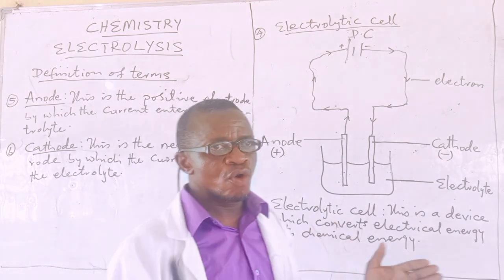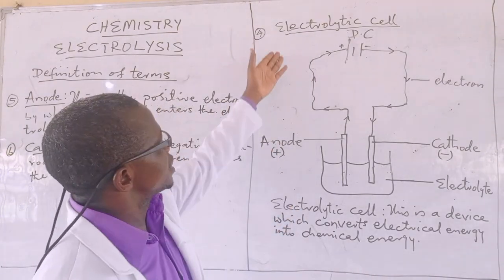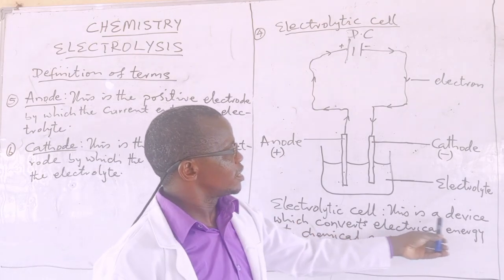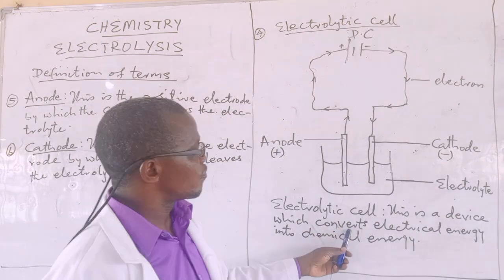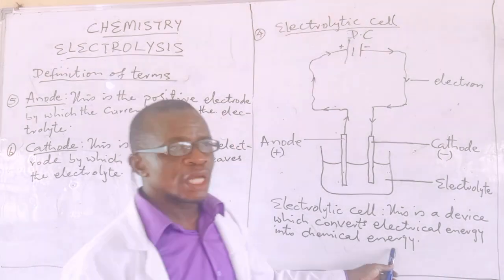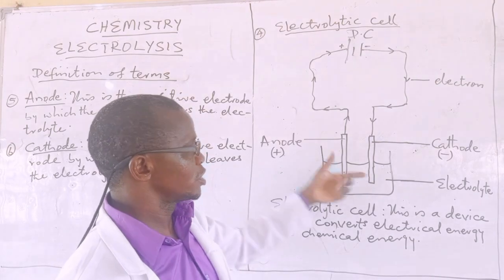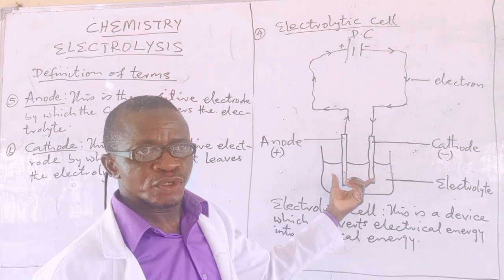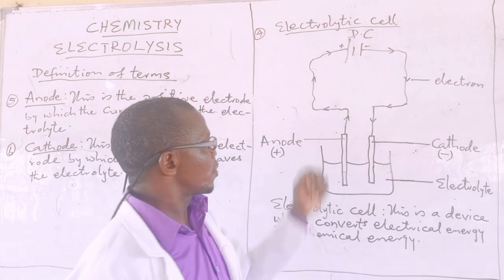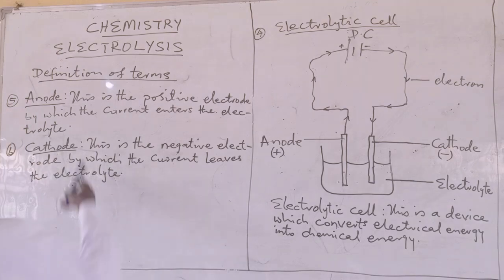So now we are going to talk about what this electrolytic cell is. An electrolytic cell is a device which converts electrical energy into chemical energy. While this electrical current passes through this, a substance is produced, and that is the chemical energy we are talking about.